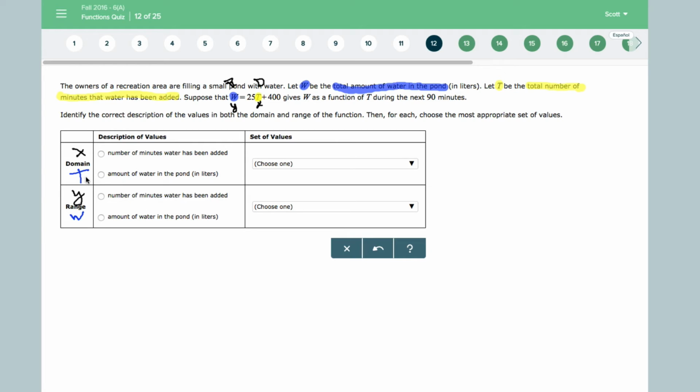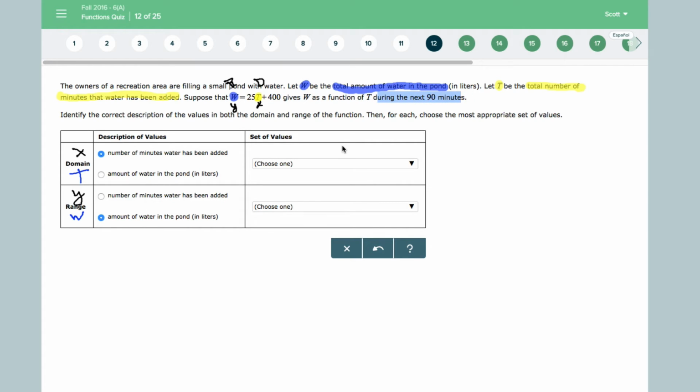So what does T stand for? It is the total number of minutes the water has been added, right? T, the total number of minutes. And what does W stand for? W stands for the total amount of water in the pond. Just like that. Now, total number of minutes. Can we have 0 minutes? Sure. Is there a maximum number of minutes?